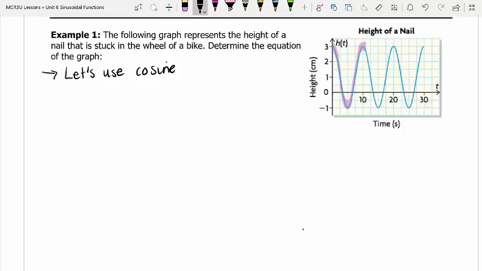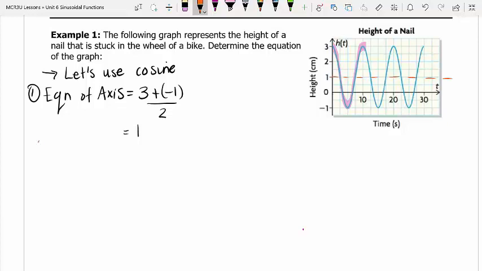Now we just go ahead and use all of our key features from the graph to develop our equation. First, let's start with the equation of the axis. You're going to take the maximum value, which is 3, add it to the minimum value, which is -1, and divide by 2. So we're going to get an equation of the axis at y = 1. That's helpful to us because we know that the equation of the axis from the graph is the same as the q value in the equation that we're trying to develop.